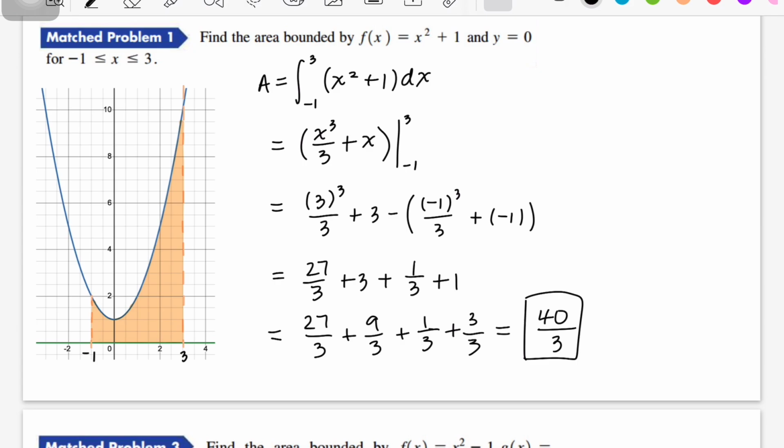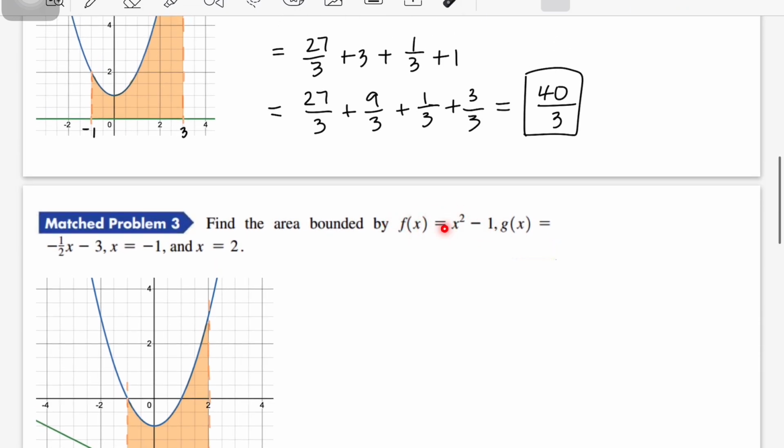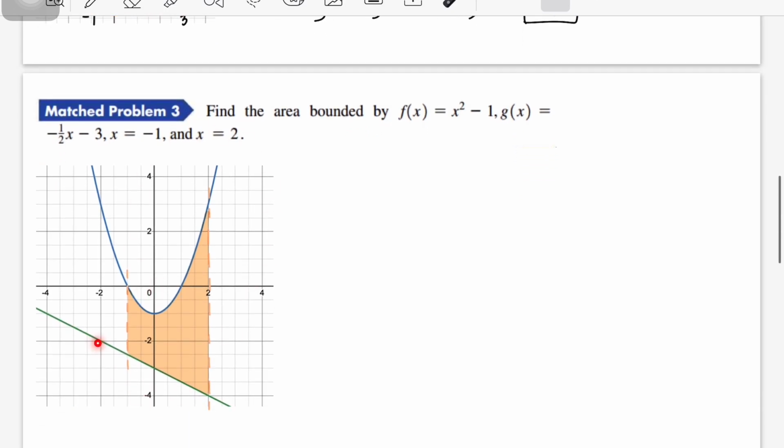All right, let's look at another example here. We want to find the area bounded by this function, x squared minus 1, this function g of x, negative 1/2 x minus 3, and the lines x is equal to negative 1 and x is equal to 2. Okay? So that's what this looks like here.